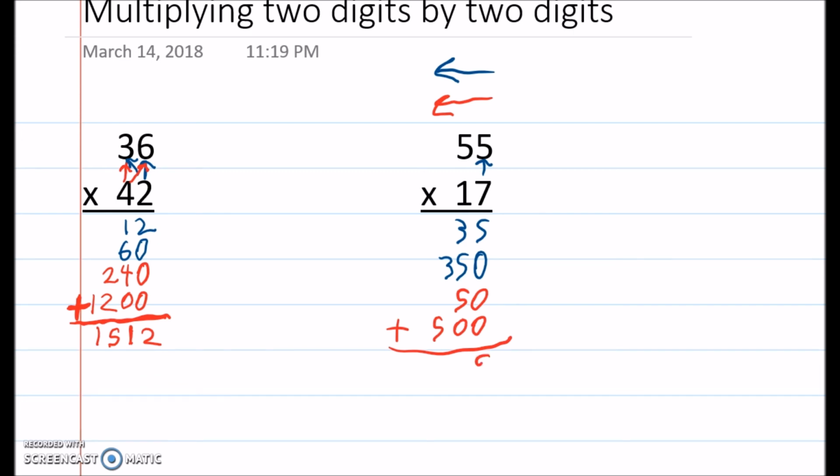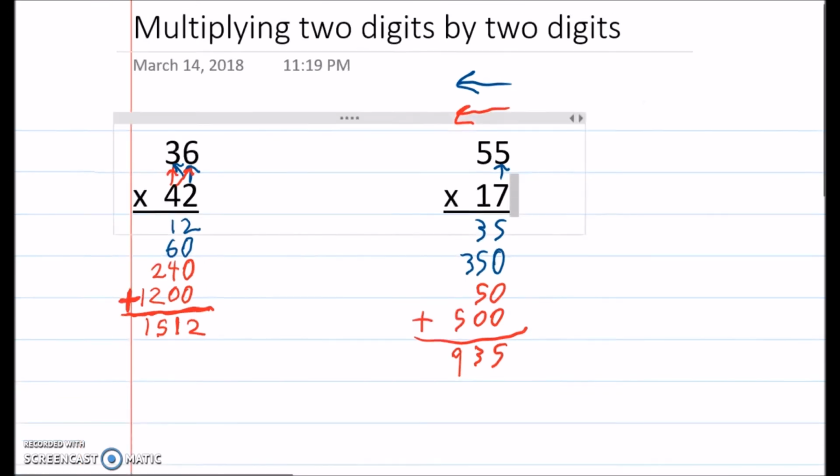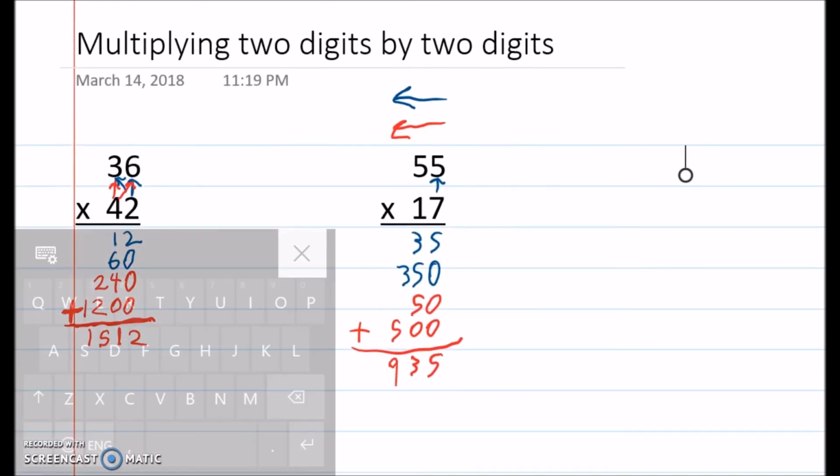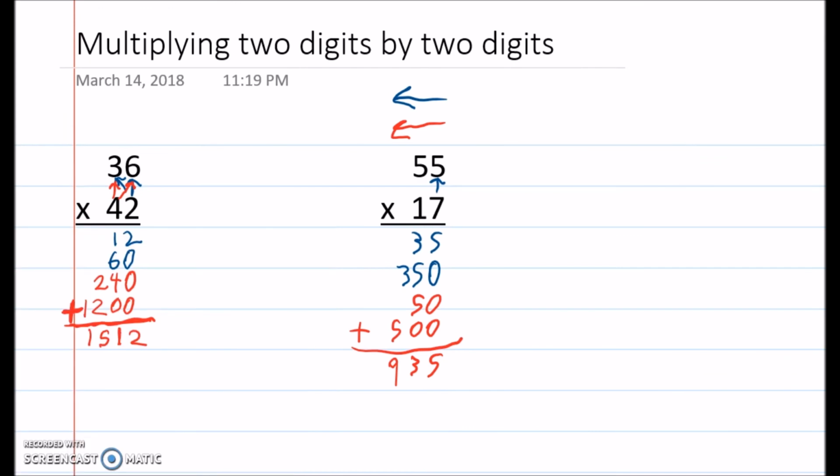Our 1's column is 5. Our 10's column is 13. Put the 3 down. And remember there's another 1. So 1 plus 3 equals 4. And then 4 plus 5 equals 9. Okay? So that is how you multiply 2 digits by 2 digits.